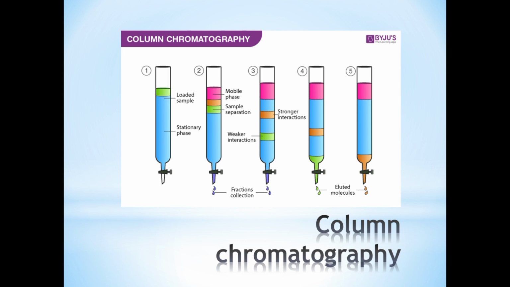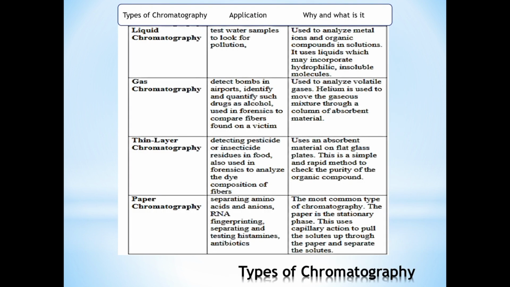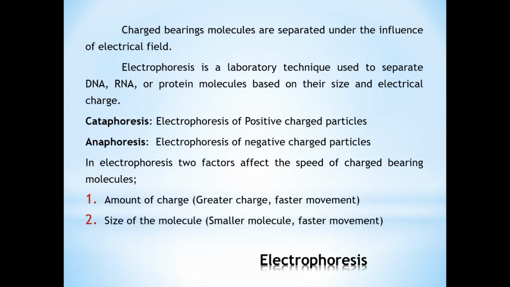This is a solid liquid technique, in which the stationary phase is a solid and the mobile phase is a liquid. And this is used for small as well as for large scale. So this is about column chromatography. There are various other chromatography techniques: liquid chromatography, gas chromatography, thin layer chromatography, paper chromatography, as well as column chromatography, as we have discussed.